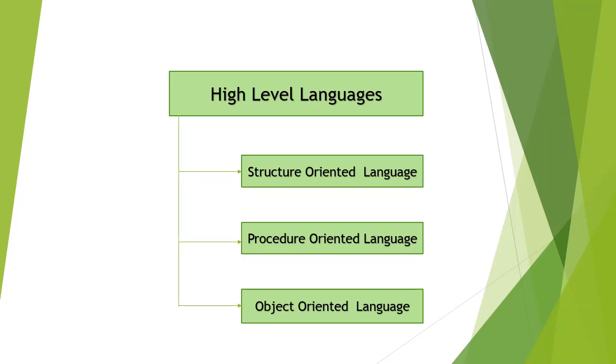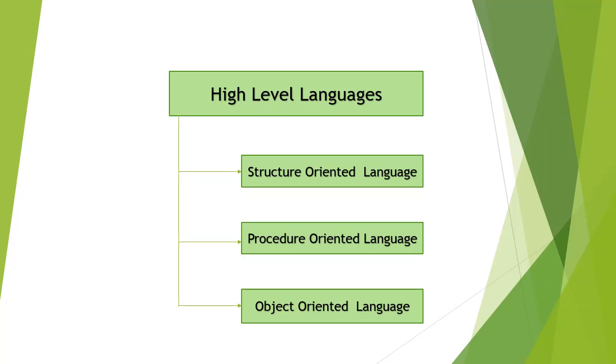Next one, high-level languages. High-level languages are the languages which are written in English words or English phrases. These languages are not directly understood by the computer. So, a language translator is required in order to convert the high-level language into machine language. Why do we need to convert high-level language into machine language? Because the computer understands only one language. That language is called machine language.